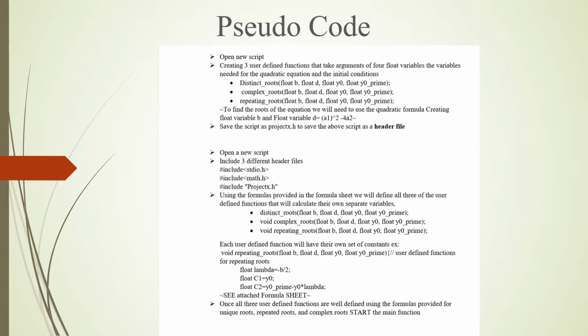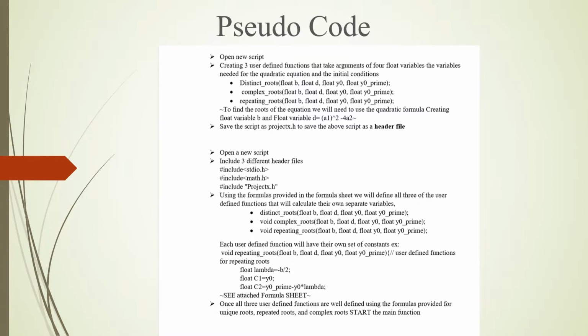The 3 user-defined functions will be distinct_roots, complex_roots, and repeating_roots, all separated using the underscore. They will have float variables b and d, which are based off the quadratic formula, and float variables y0 and y0 prime, which are the initial conditions. Once we're done, we're going to save this as a project x.h file, and the .h stands for a header file.